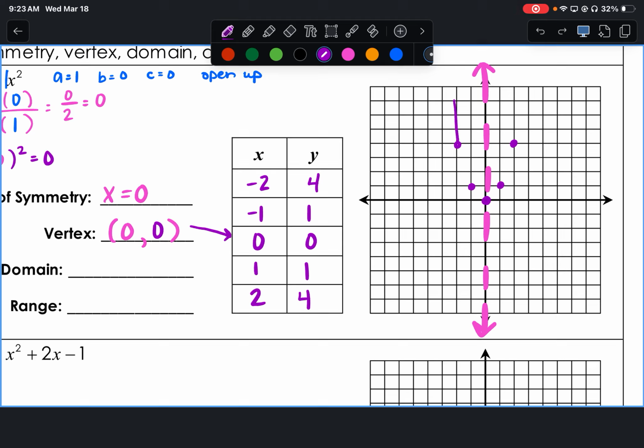That wasn't good. Good gracious. Why is it not auto-correcting to a nice, pretty parabola? There it goes.